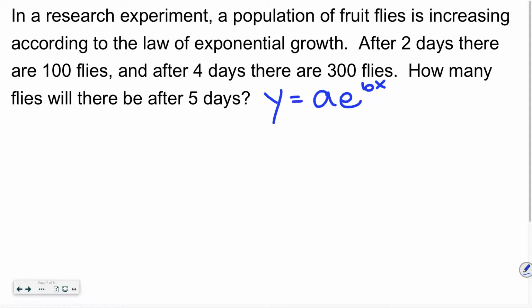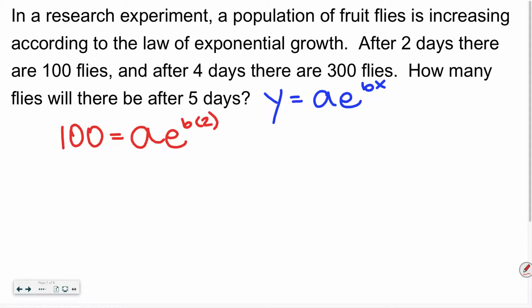So do we know the initial amount? No, and what else don't we know? We don't know the rate at which they're growing, right? Those are the two things we would need to know in order to be able to plug into this equation. What is A? What is B? But we know that after 2 days, there are 100 flies.